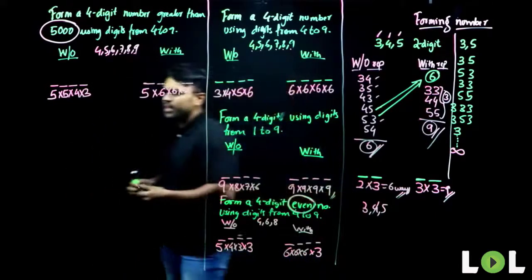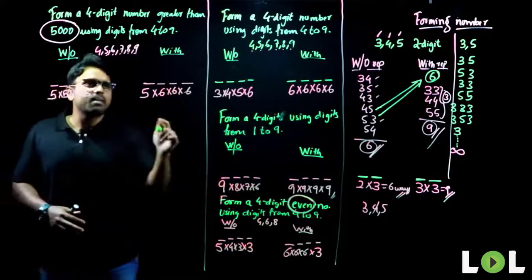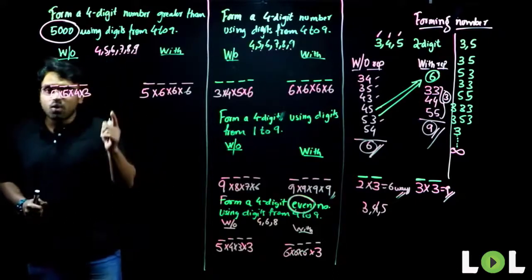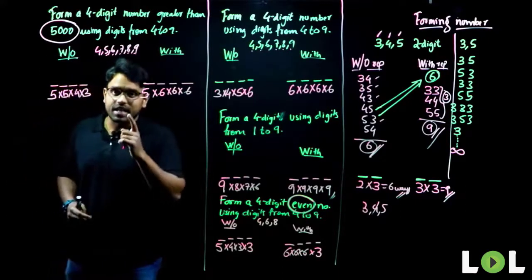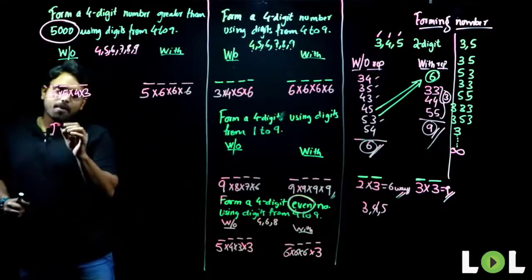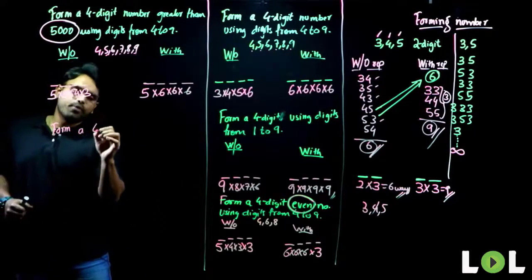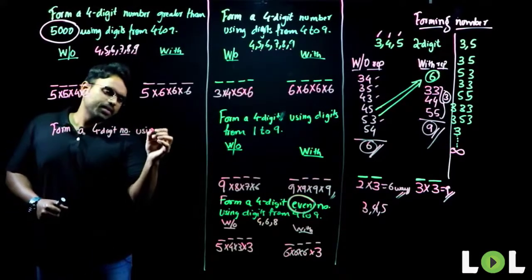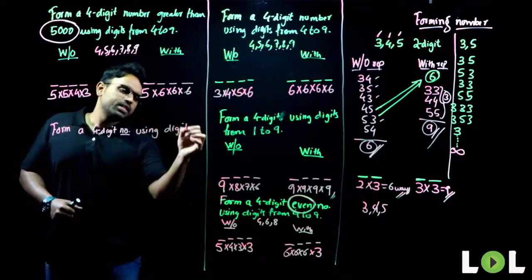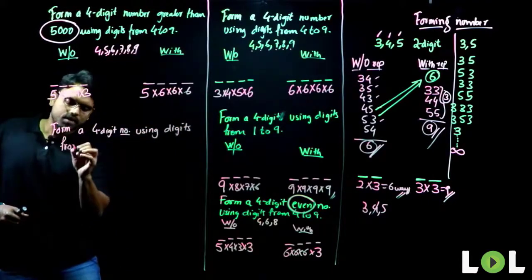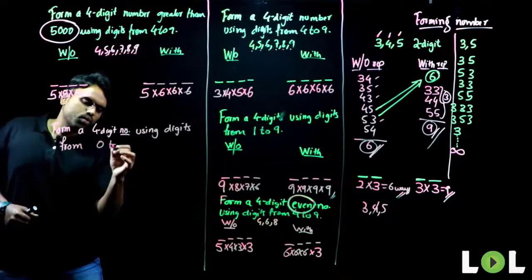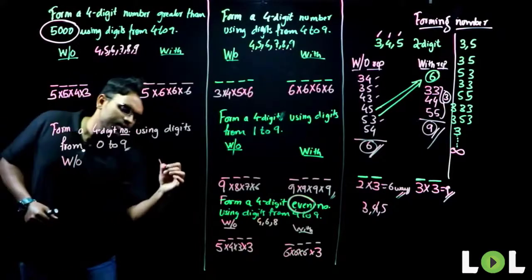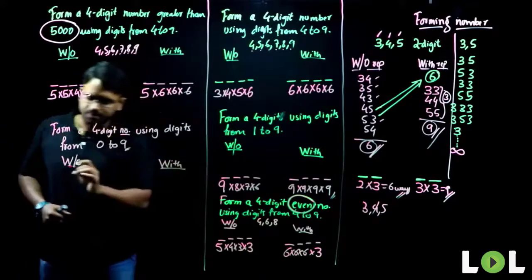Yes? Now, there is a question for you and a brief time to solve it and then to copy it as well. So have a look at the question and try to answer it. Everyone. Okay? Form a 4-digit number using digits from 0 to 9. Both the cases, one is without repetition, the other one is with repetition.